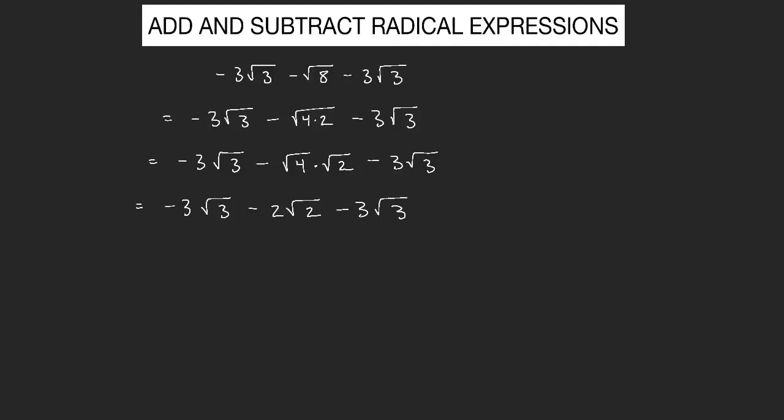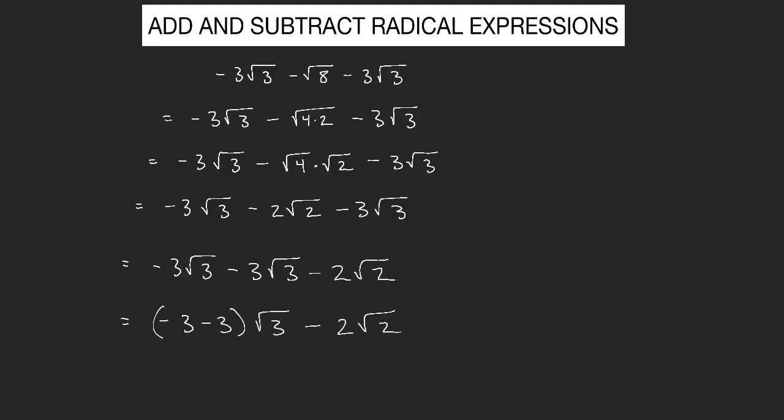Once again, our commutative law of addition, we could move this term and this term relative in position from left to right. So we're going to say this equals negative 3 times root 3 minus 3 root 3 minus 2 root 2. Now that these two terms have the same root and the same number underneath the radical sign, we could combine them. So we're going to say negative 3 minus 3 times root 3 minus 2 times root 2. So negative 3 minus 3 gives us negative 6 root 3 minus 2 root 2. Here is our answer.